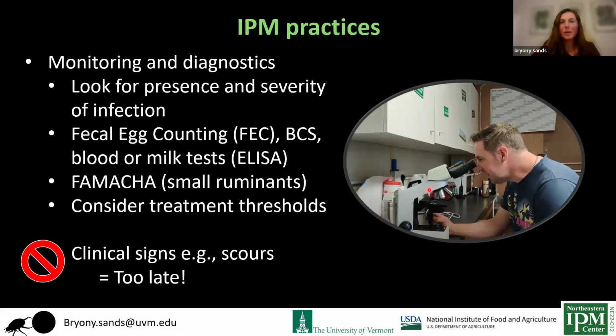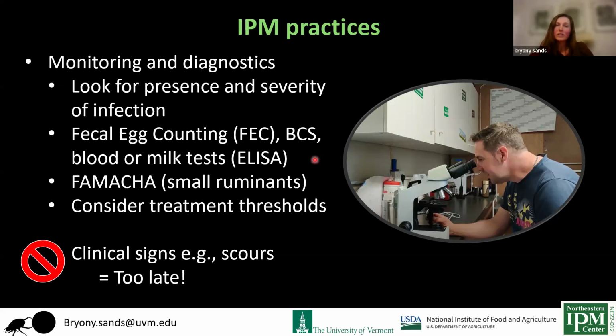So looking at these IPM tools for monitoring and diagnostics, as I mentioned, that's looking for the presence of infection. So is there actually a problem? And the severity. So yes, we're seeing maybe eggs in the feces, but is that at a level where we need to do something? Or is it at a level that's acceptable to us? So fecal egg counting is a really commonly used, fairly straightforward and fairly cheap way of finding out if you have an internal parasite problem. I'll go into a bit more detail on that in a slide in a moment.